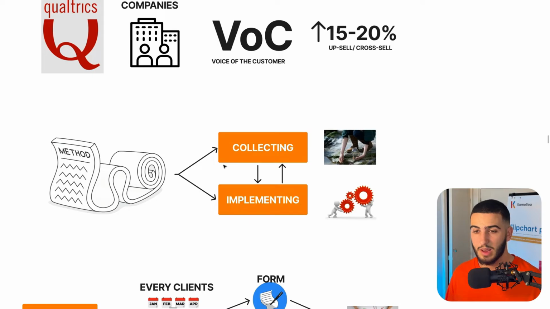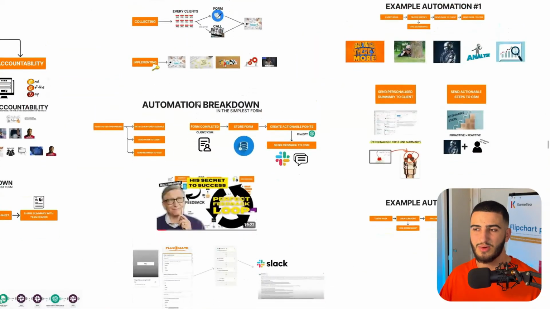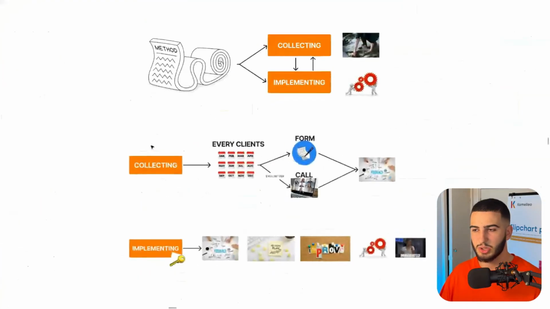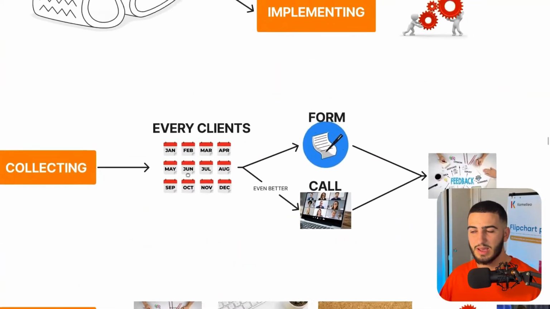So when you go around the process of using feedback within your agency, it's not just about the collection. It's not just about asking your client what the problem is. It's also about taking that feedback and having a way to process it and pass it on to the relevant people that are working with that client so you can give that client a better experience. And I'm going to show you how. After I break down how to do this, I'll show you an automation example that you can actually copy.